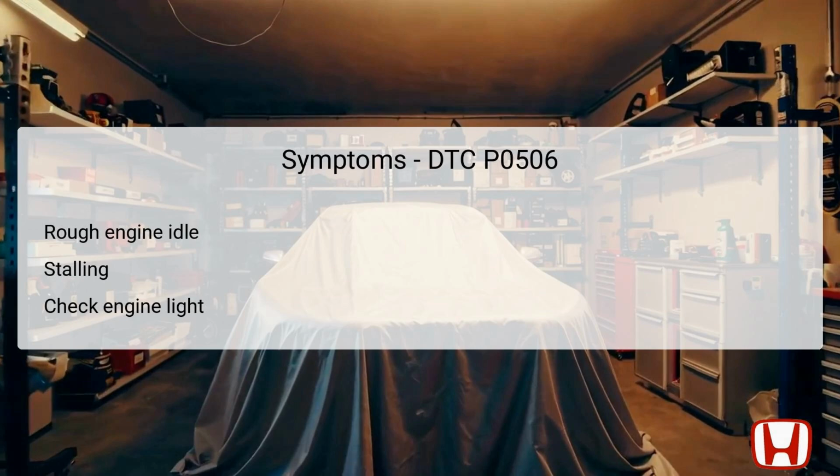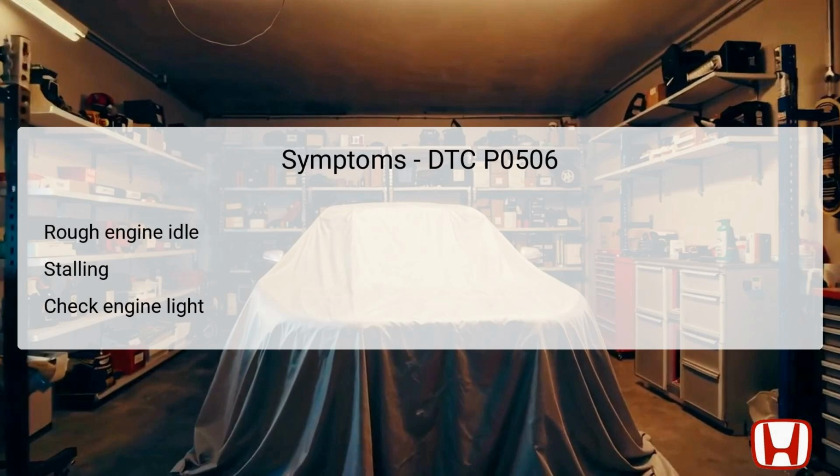Understanding the symptoms associated with DTC P0506 is essential for diagnosing the problem effectively. Common symptoms include rough engine idle, which indicates that the engine is struggling to maintain the correct RPM. In more severe cases, the engine may stall unexpectedly when coming to a stop, putting the driver's safety at risk. Additionally, the check engine light, CEL, will illuminate, alerting the driver to a malfunction detected by the PCM.